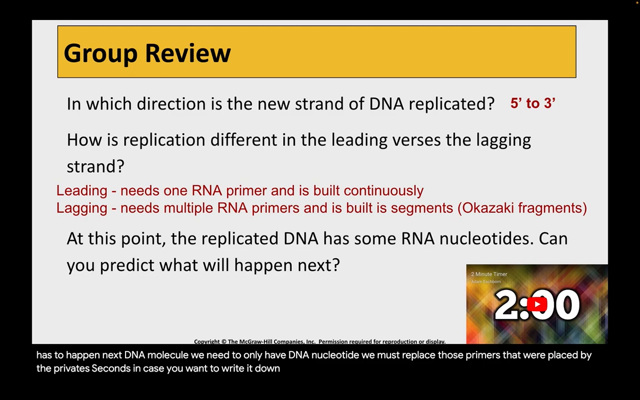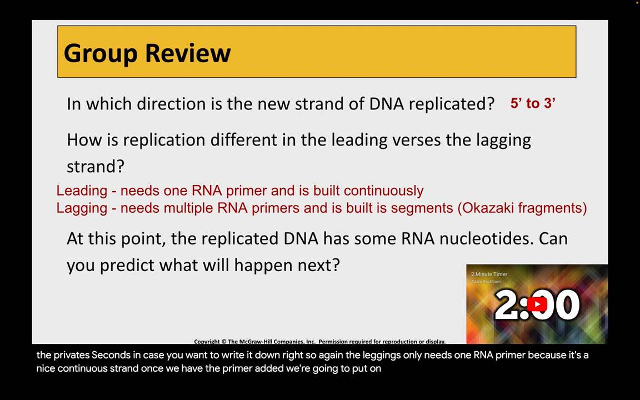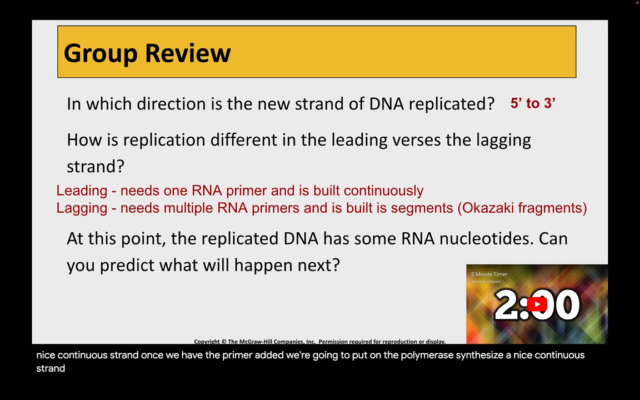All right, so again, the leading strand only needs one RNA primer because it's a nice continuous strand. Once we have the primer added, we're going to put on the polymerase, and synthesize a nice continuous strand. Versus those Okazaki fragments that are being made, we need to have multiple primers because we have to make multiple strands, multiple fragments.